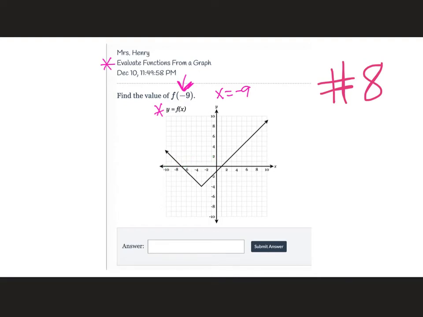Okay? So that's what you have to do every time. Do that one more time. This is telling me that x is negative 9. So I'm going to go to negative 9 on the x-axis and go until I meet the graph. And whatever that y value is, that's my answer. So that's why it's positive 2.